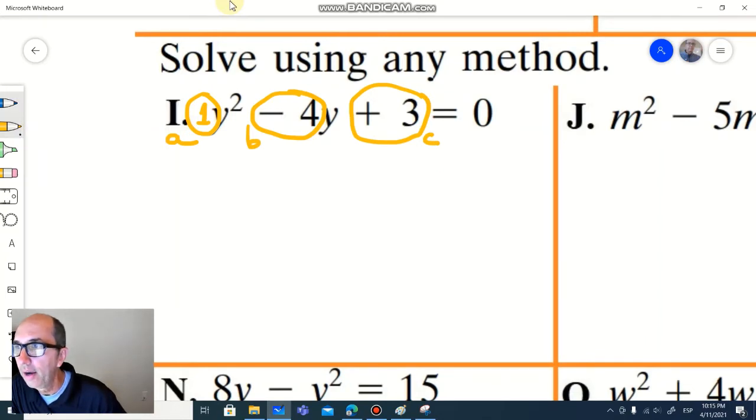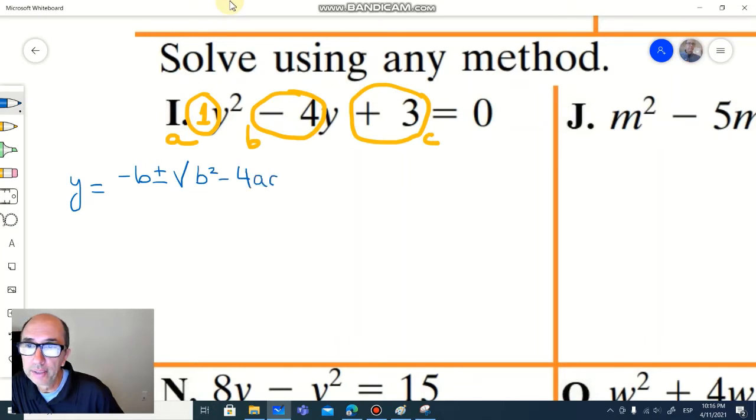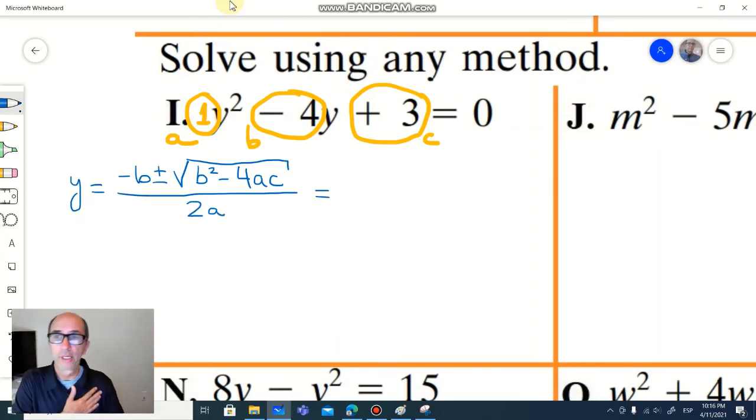Okay. Now we will apply the formula. Remember the formula? The variable here is y equals negative b plus or minus the square root of b squared minus 4ac over 2a. This is the formula. You don't need to memorize it. You can have a formula sheet by your side.